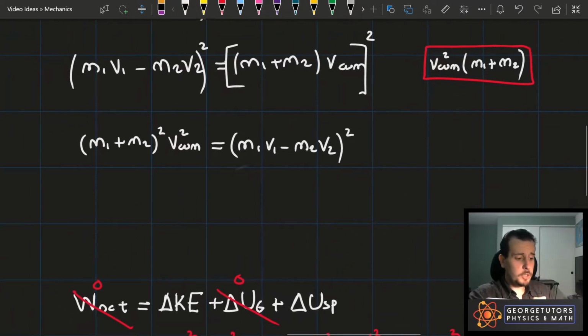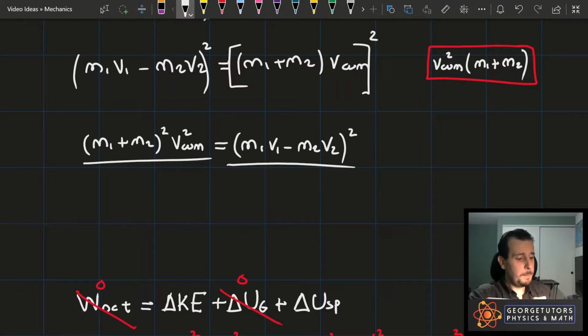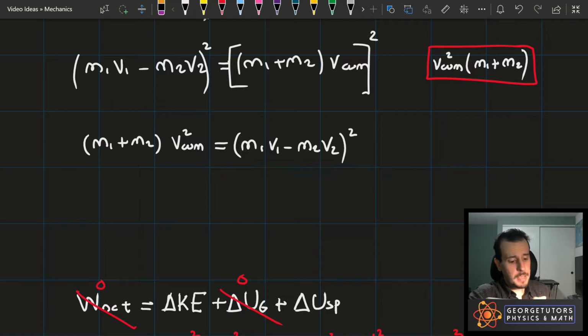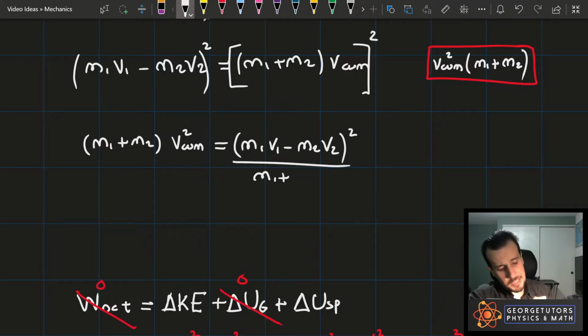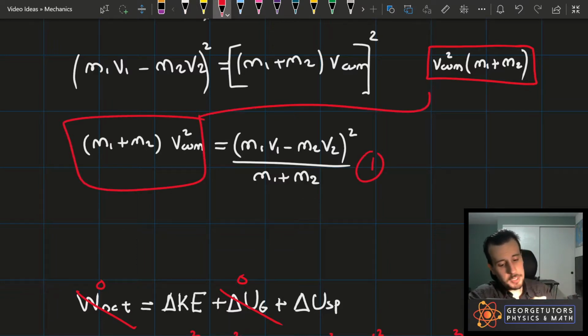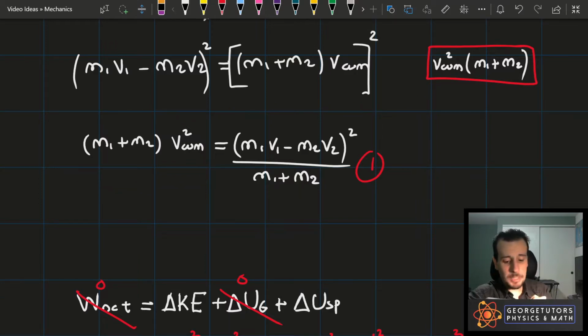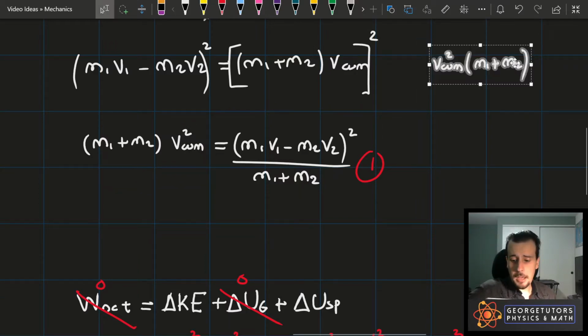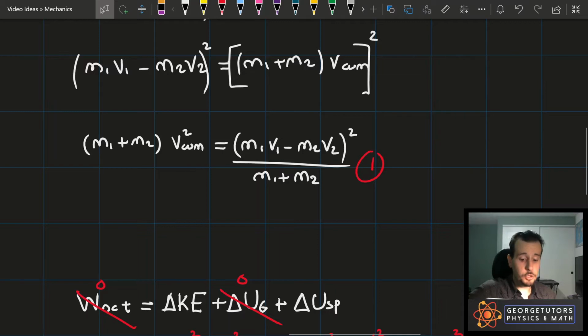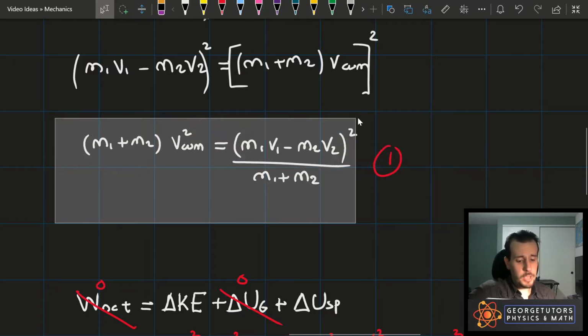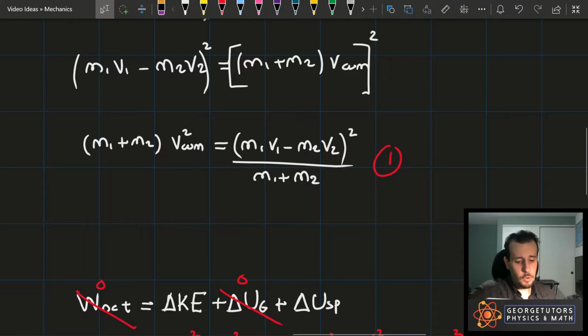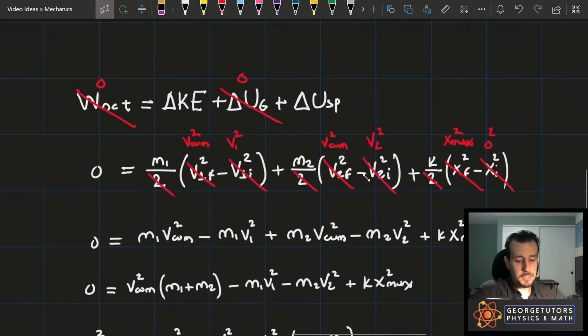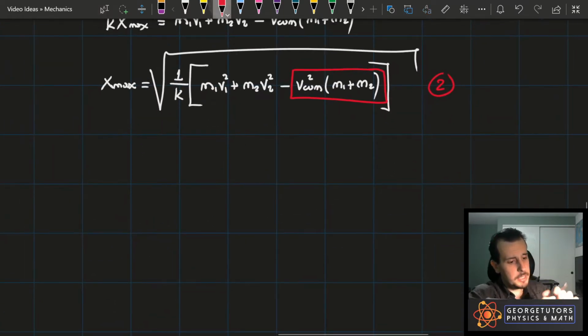So maybe the next thing I want to do is divide both sides by a factor of m1 plus m2, so that the power of this drops to 1, and I have in the denominator of the right-hand side 1 factor of m1 plus m2, and that now looks exactly like what we wanted over here. So that's exactly what I will use to minimize the amount of steps I need to do in the energy equation. I'll take equation 1 as is, the result at least that's important here, and I'll plug it into equation 2.